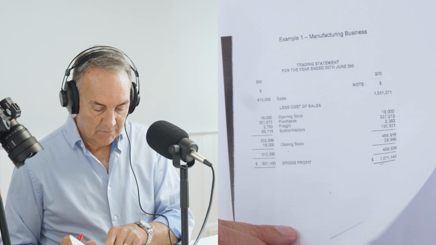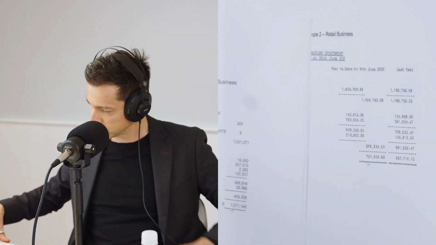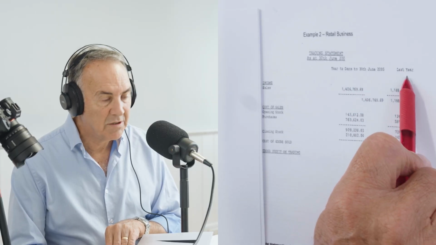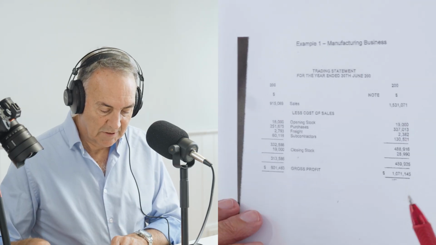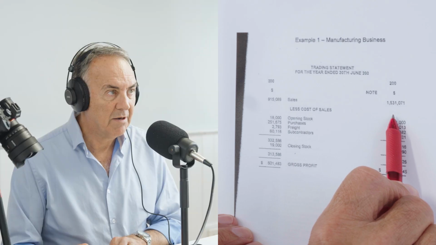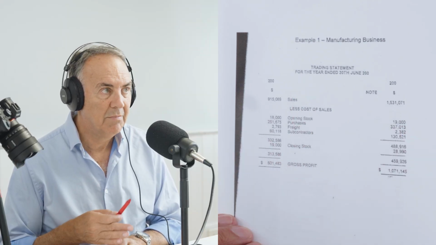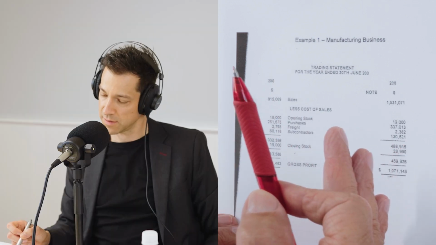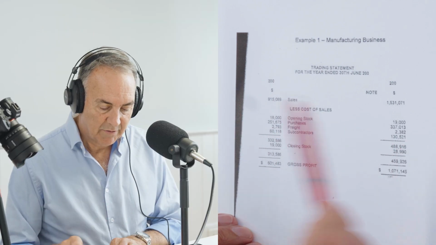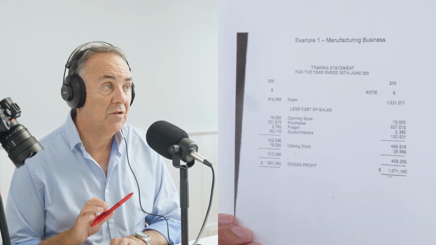So if you flip over for a second to the retail business, you'll see that the previous year is on the right and the current year is on the left. When we look at the manufacturing business, the previous year is on the left and the current year is on the right. So as someone who looks at P&Ls a lot, you can't just presume that it's always in the same format. Correct. But the best way to figure out which is which is to start by tracking the stock.